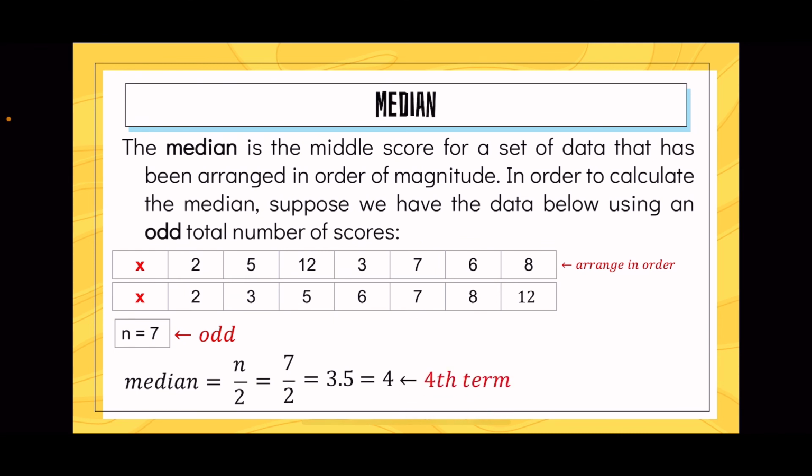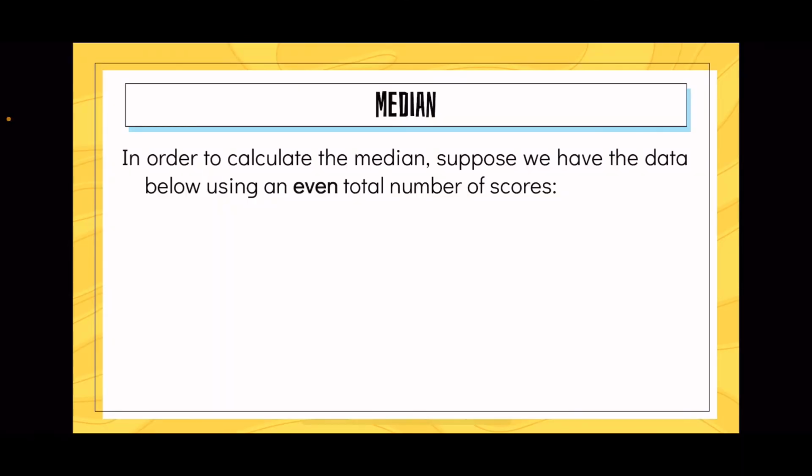And what number is in the fourth term? Very good. It's 6. Therefore, our median is equal to 6. So in order to calculate the median, suppose we have the data below using an even total number of scores. X is equal to 11, 15, 12, 17, 9, 7, and 9.